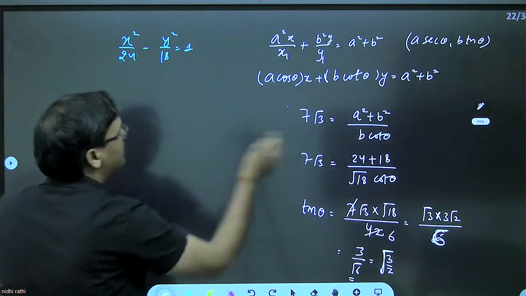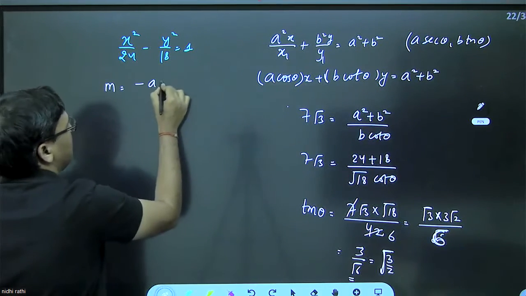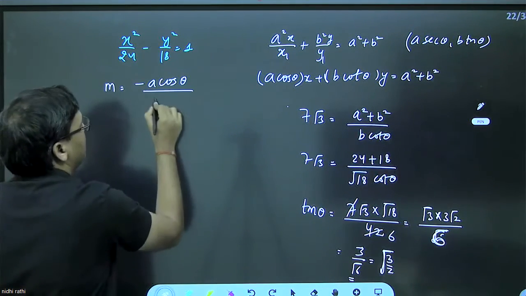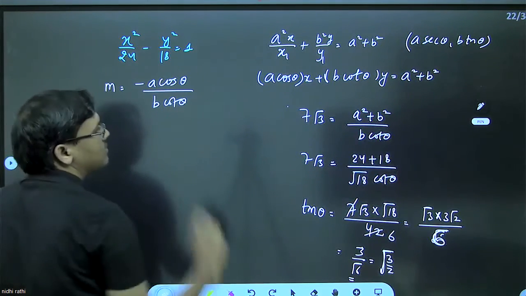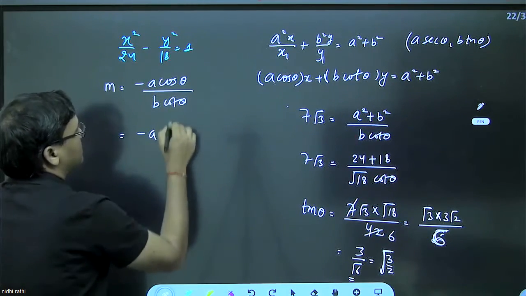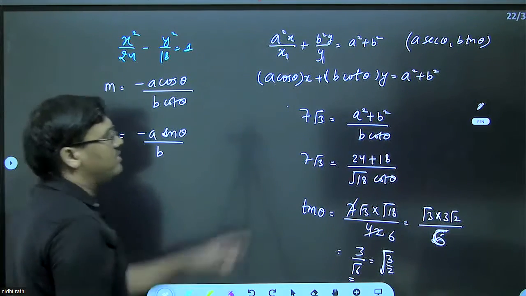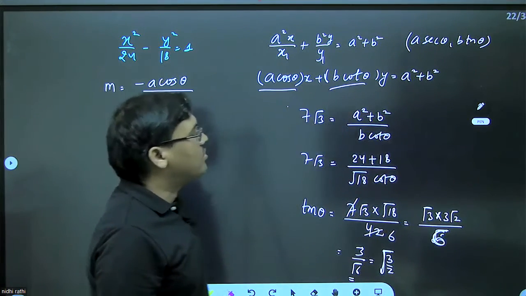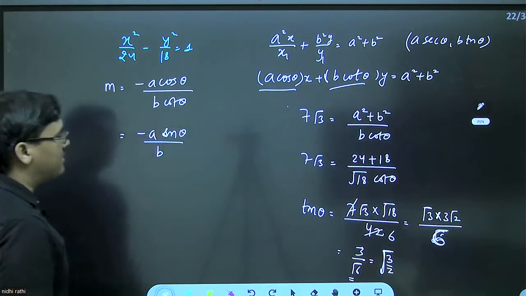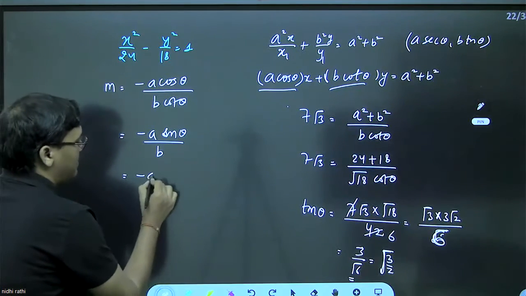If you have to find the slope of this line, what is the slope of this line? This is minus a cos theta upon b cot theta. Right. So you can simplify this. This is minus a cos theta by sin theta, this will become sin theta divided by b. This is minus a by b, the slope of the line. Dividing the x coefficient by the y coefficient, you can get this, right? So what is the answer now? This is minus a by b.